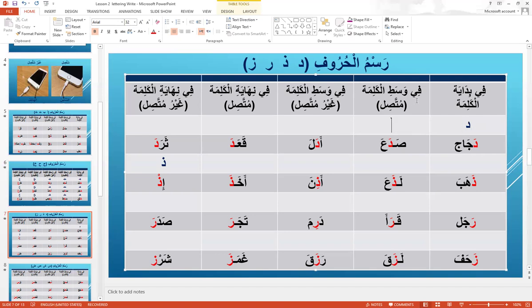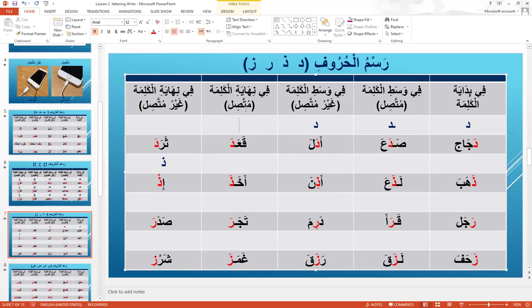So we said في وسط الكلمة متصل, so it is connected. So we draw the connection, then we write Dal. So it's written like this, connected. Then دال في وسط الكلمة غير متصل, Dal at the middle of the word, not connected. So we won't have any connection on the right. And on the left, it's one of the alphabets that does not connect on the left, so we're not expecting any connection there.